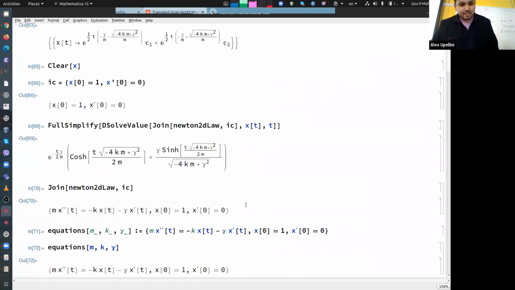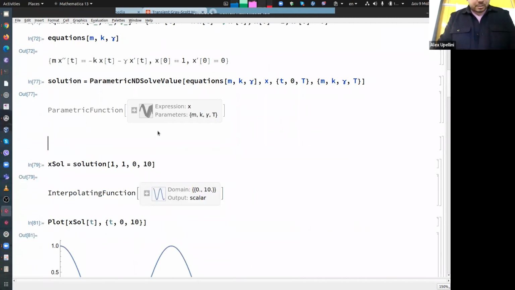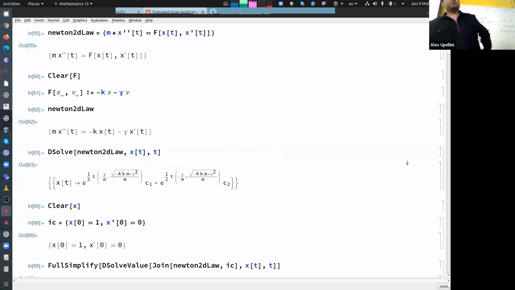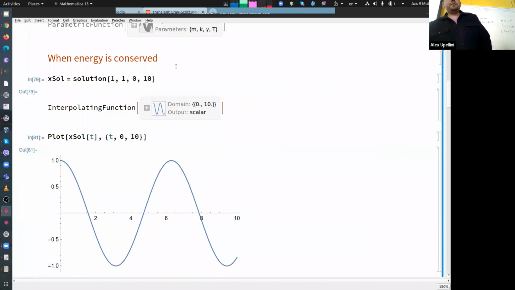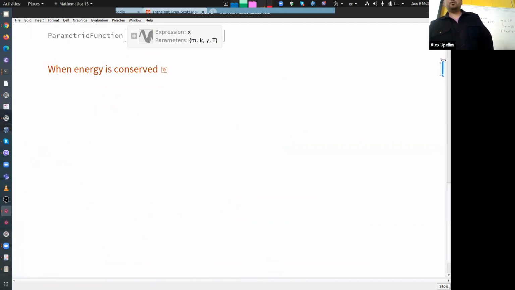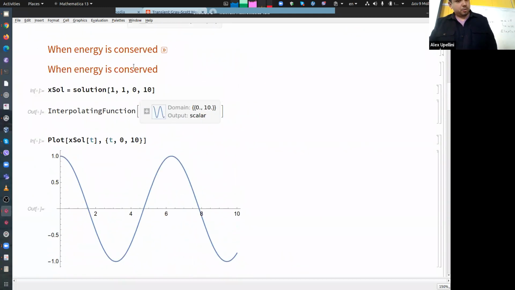So I take everything from here. So here we are going to say when energy is conserved, I'm going to copy this section, paste it. That's a very useful thing if you don't know it already. When you define a section like this one, you can actually just double click on the right to collapse everything in the contents, okay? And it's just collapsed there. If you want to open it again, you just click here, okay? So that was when energy is conserved. I'm going to do now when energy is not conserved.